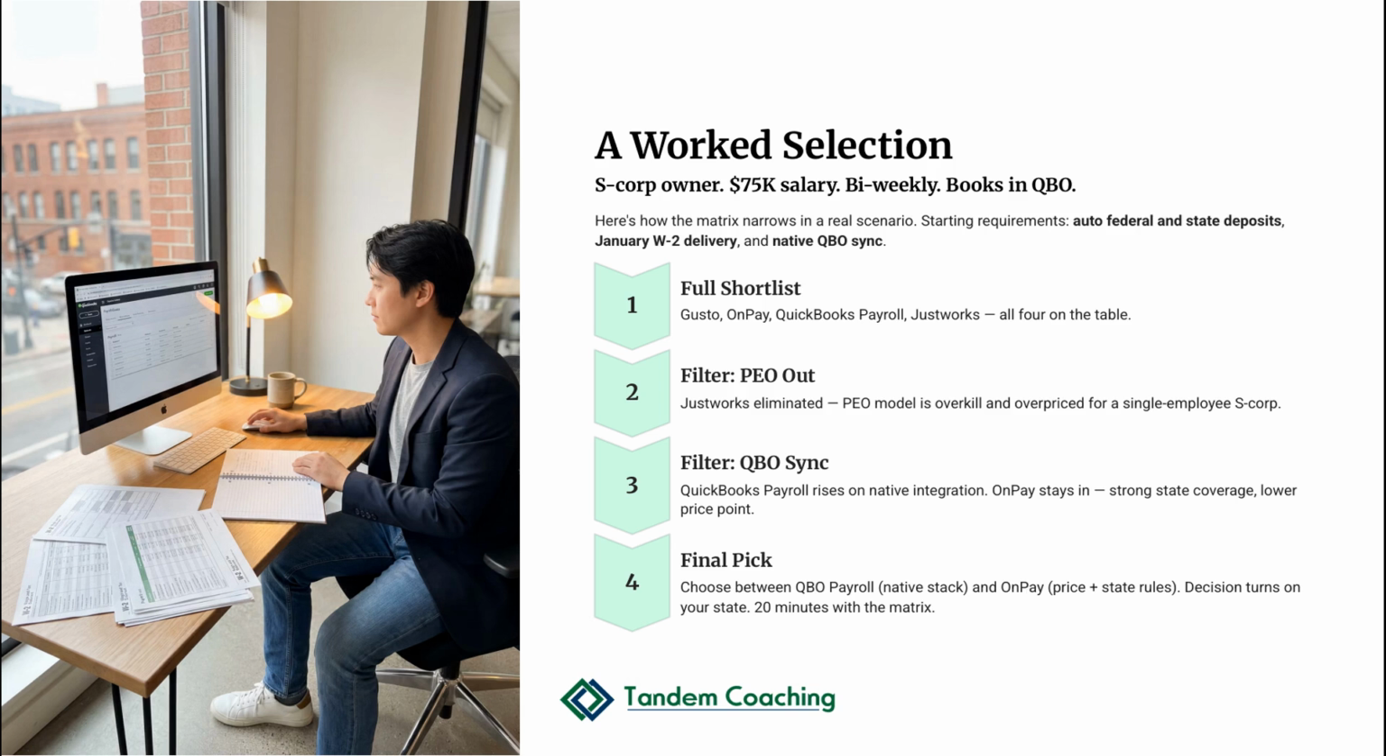The pick comes down to your specific state's payroll rules and how heavily QBO native you want the stack. 20 minutes with the matrix open. Done.